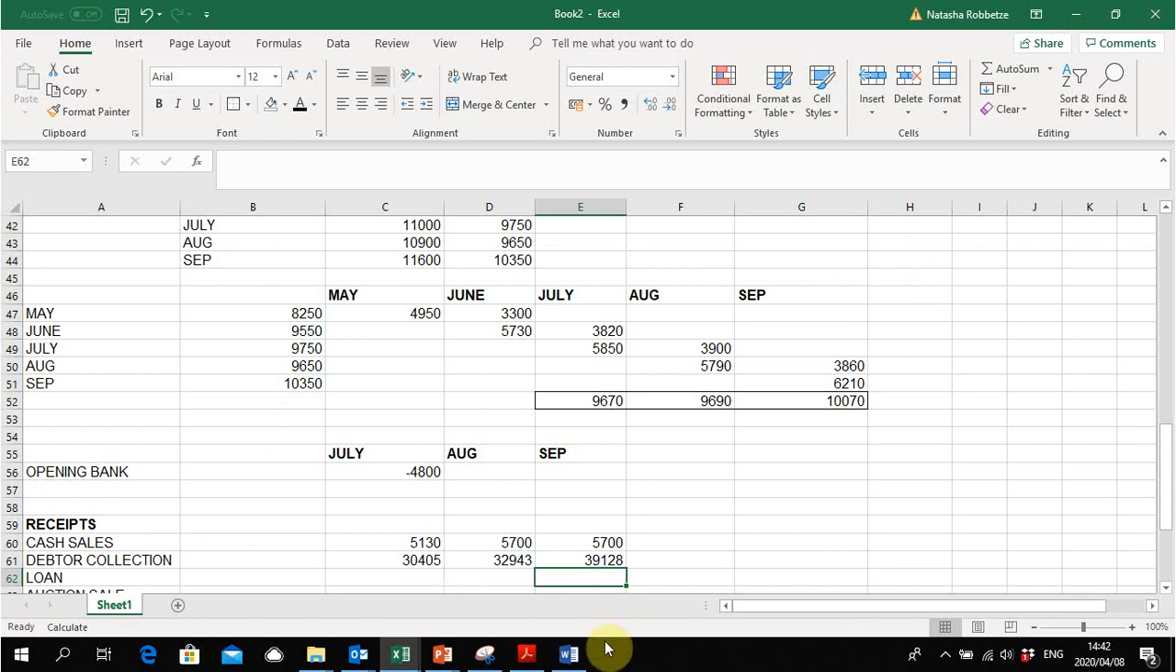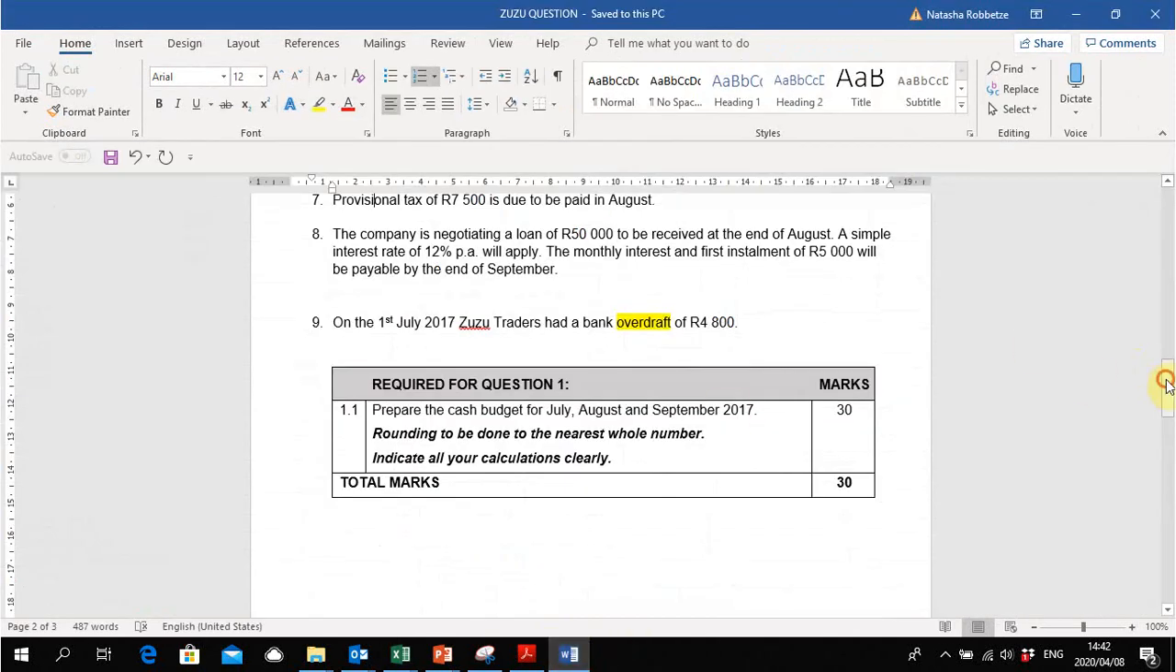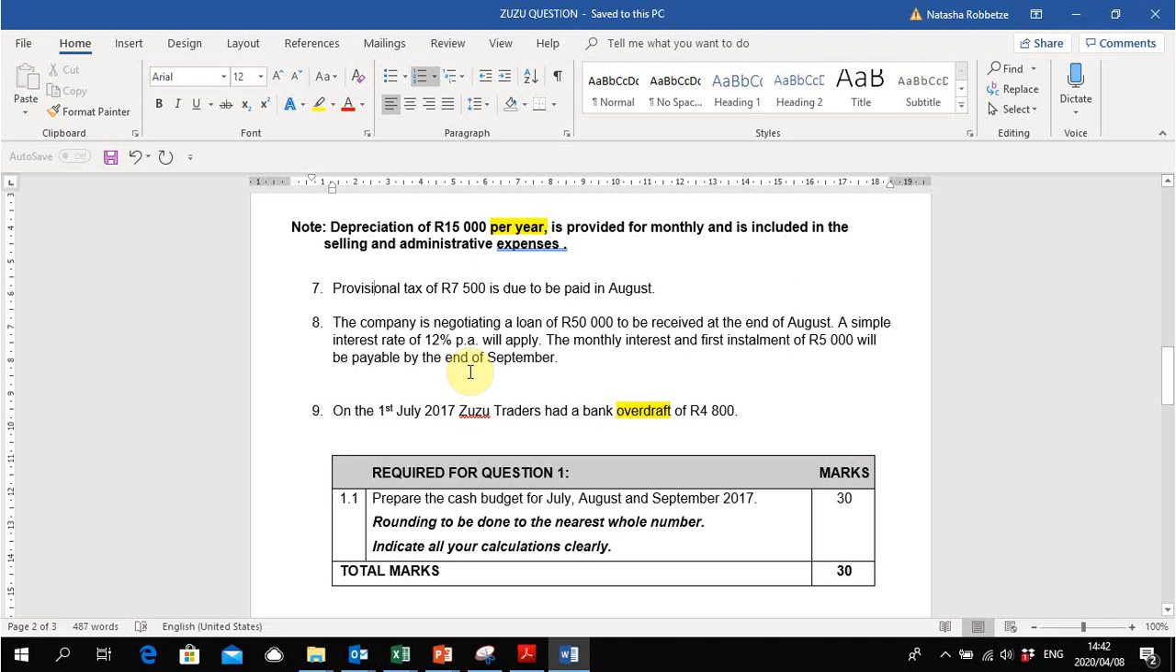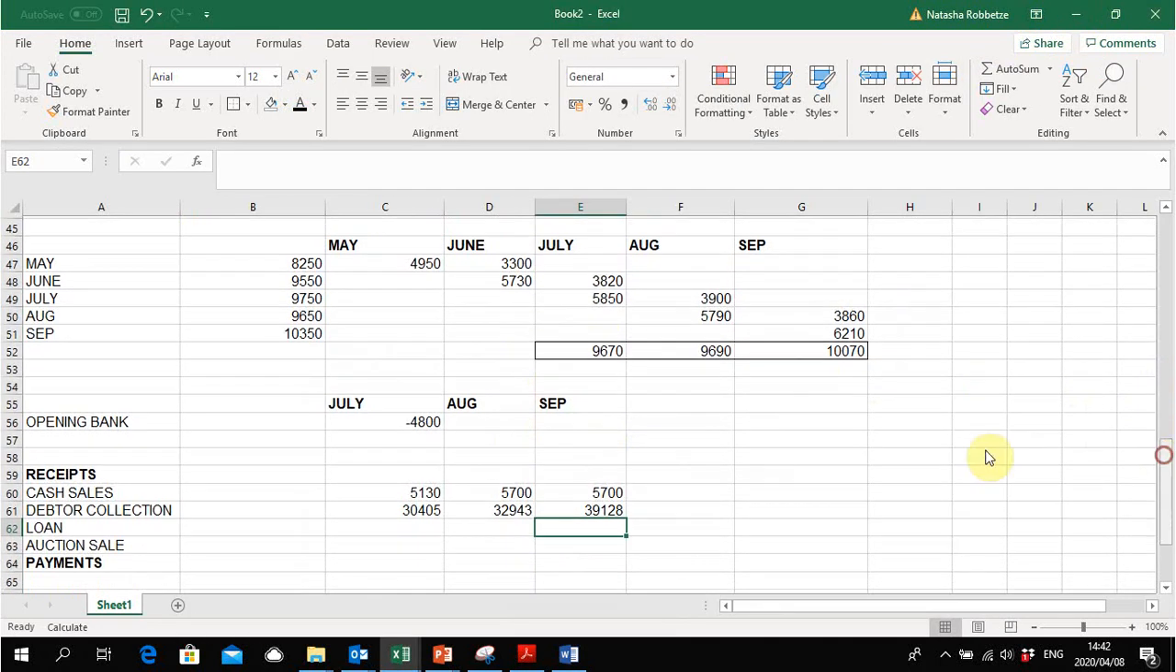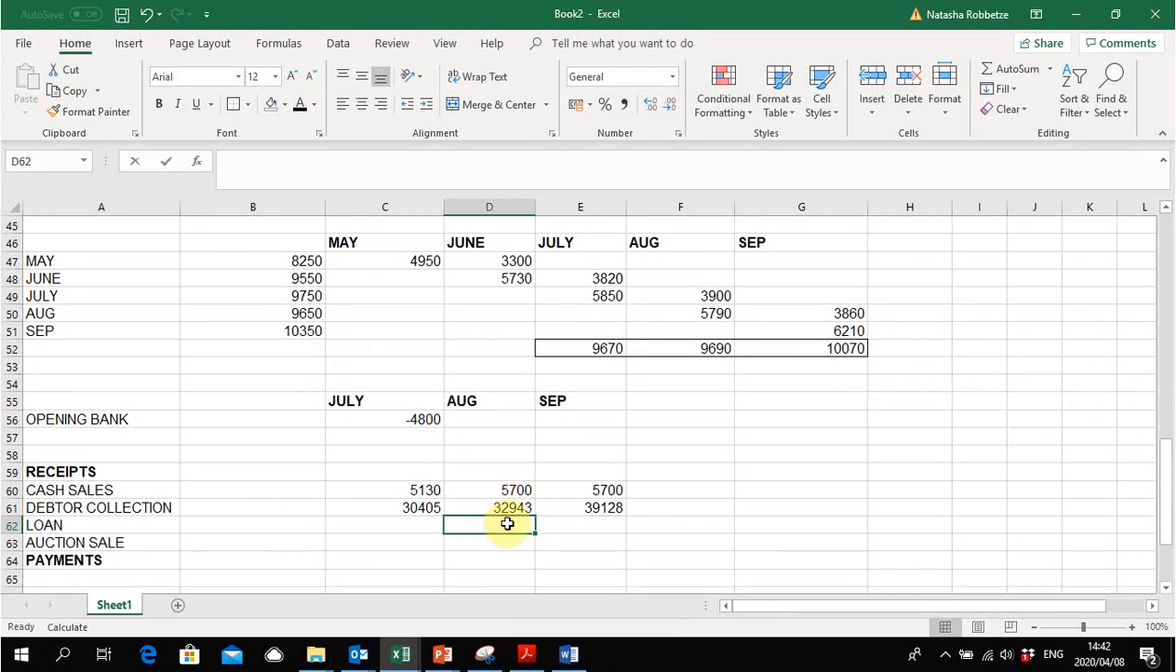Right, then we receive a loan. If we go back to the question, they say that we are negotiating a loan, and this loan is received at the end of August for 50,000. So I'm just going to go to August and put in the loan that we receive of 50,000. Then we have an auction sale that we need to account for, I believe, in September.